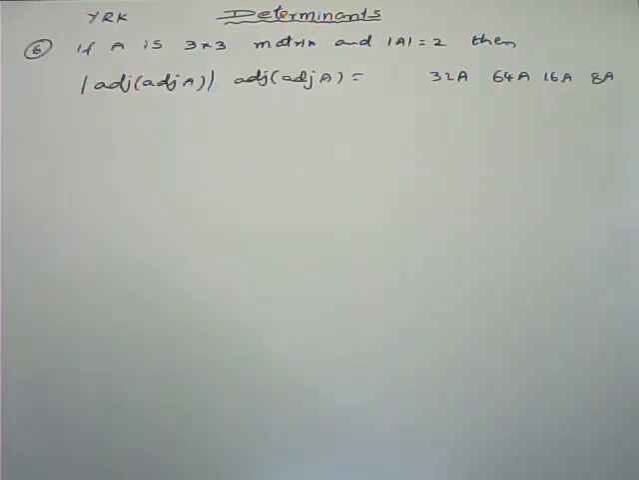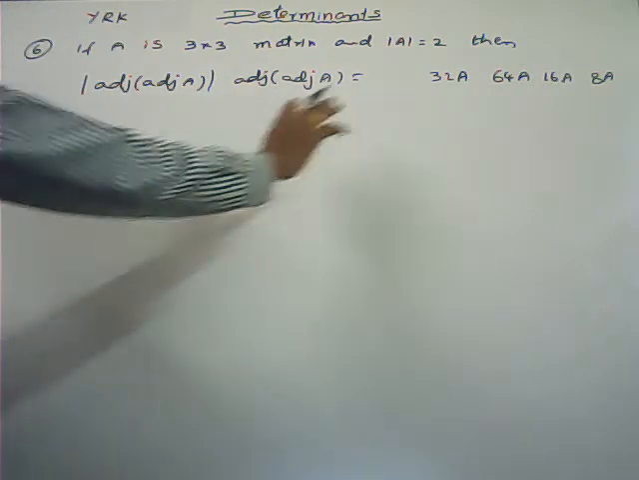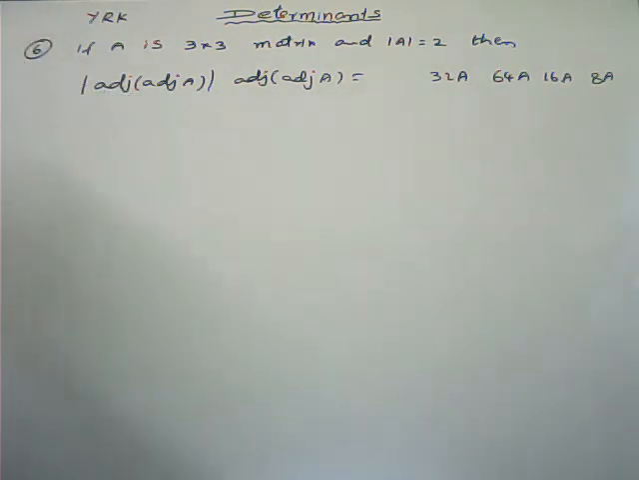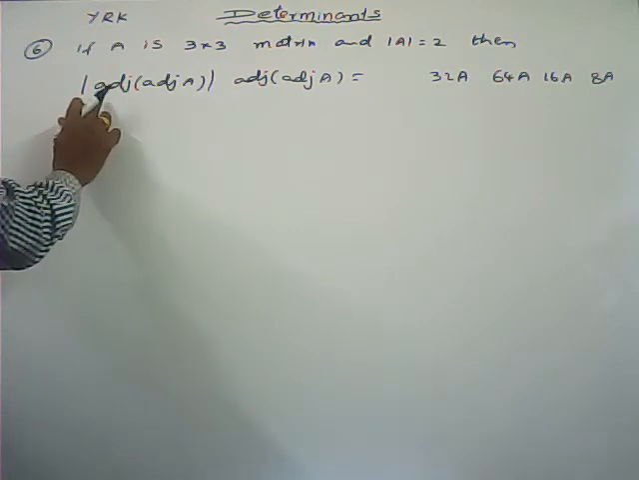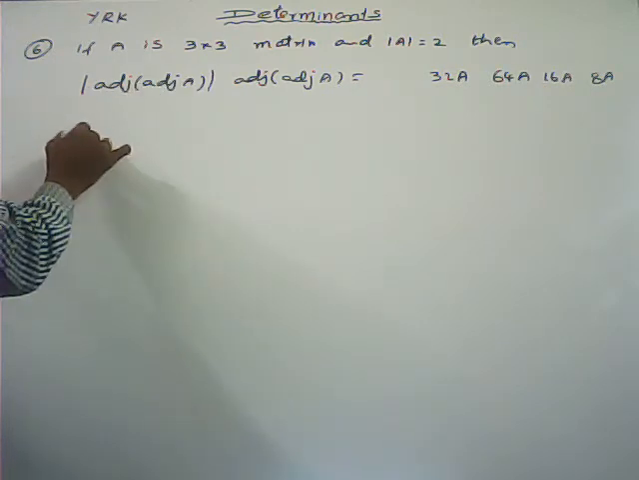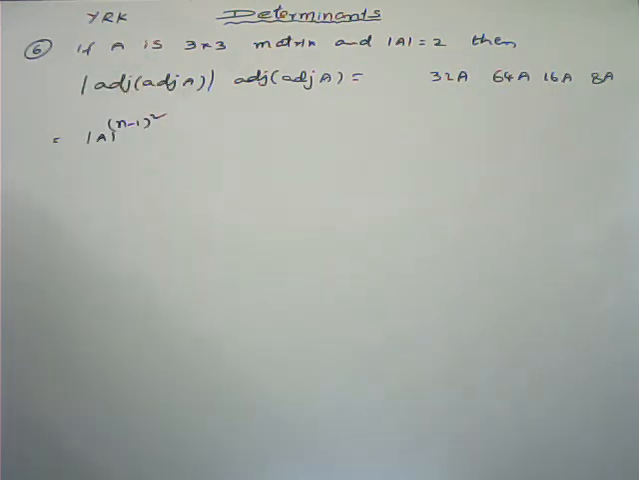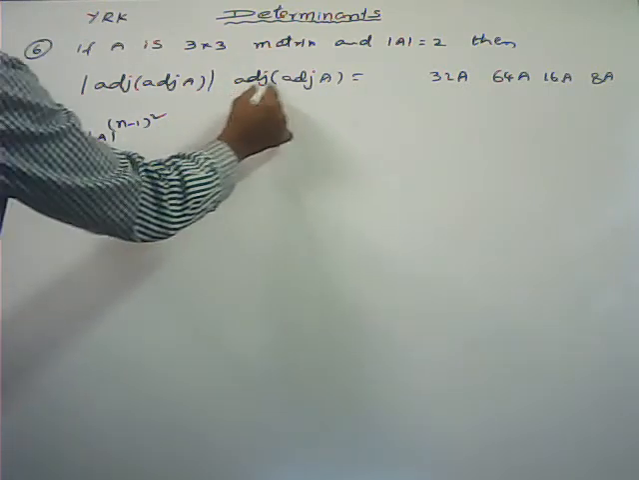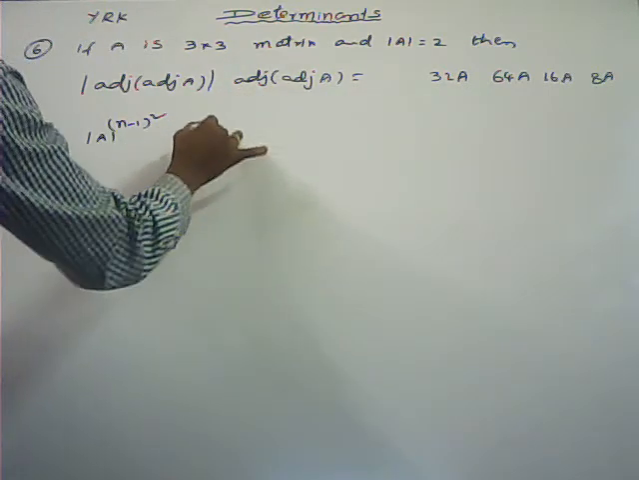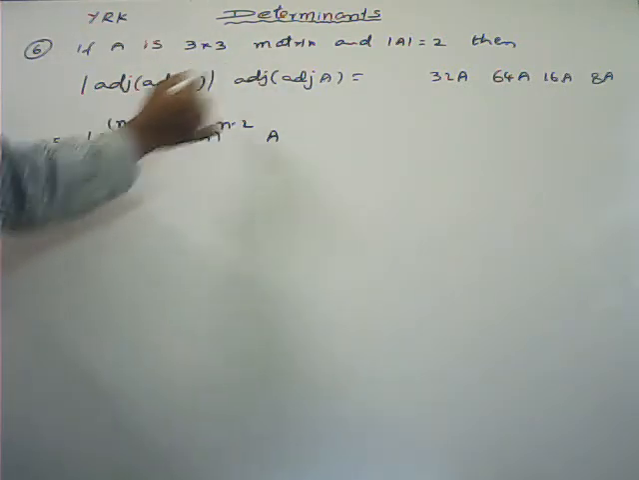Here A is a 3 by 3 matrix and det A is equal to 2. Then det of adjoint A into adjoint of A is equal to, those are the options, 32A, 64A, 16A, 8A. Here we know the value of this one: det of adjoint A is det A whole power n minus 1 whole square. Adjoint of A is det A whole power n minus 2 into A. Here det A value is 2.